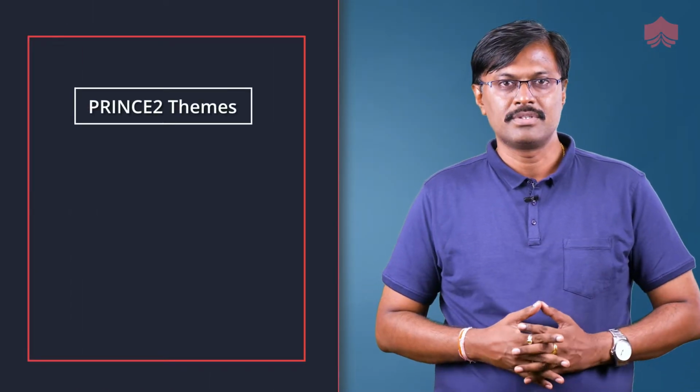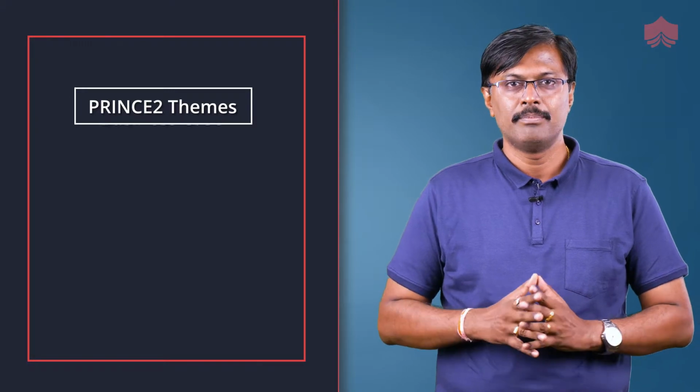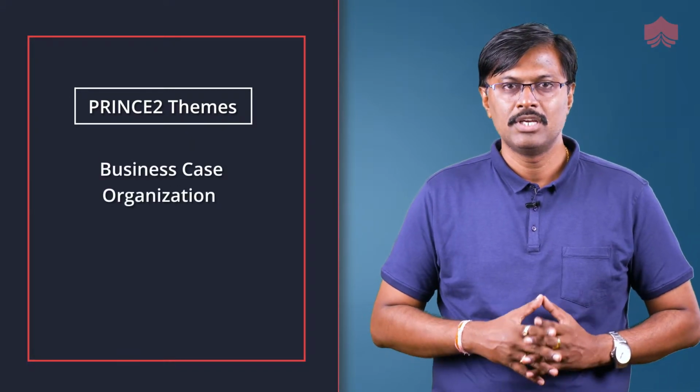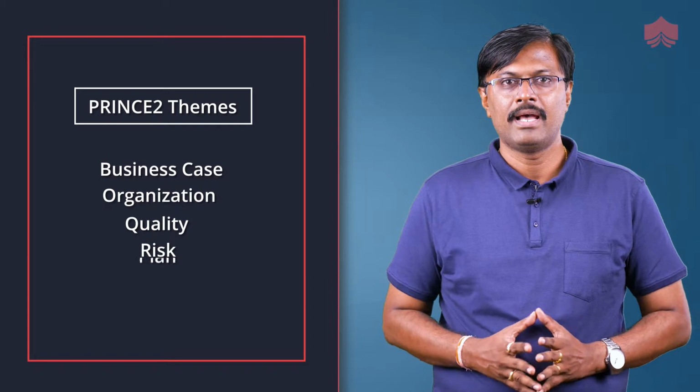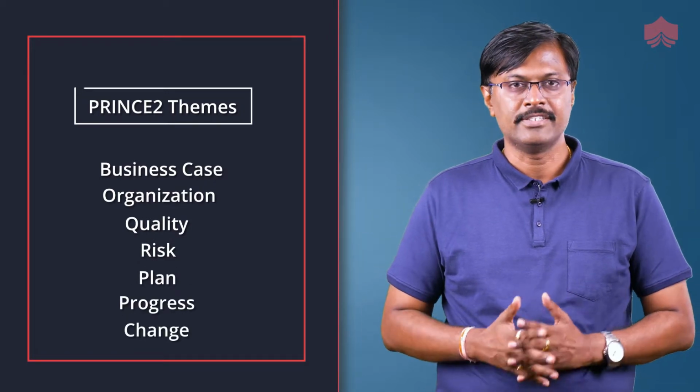PRINCE2 themes. So, a PRINCE2 project should consider the 7 PRINCE2 themes. The 7 PRINCE2 themes are business case, organization, quality, risk, plan, progress and change.